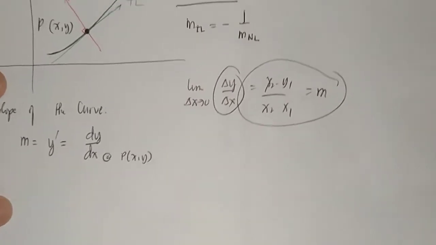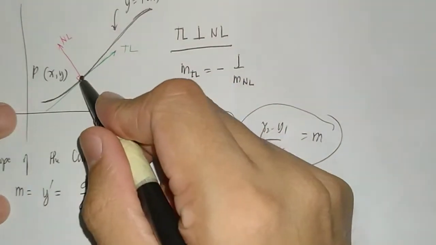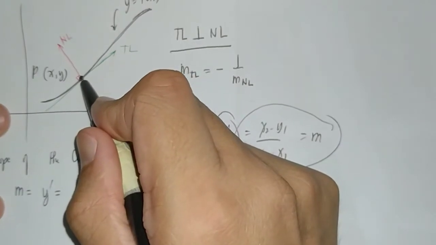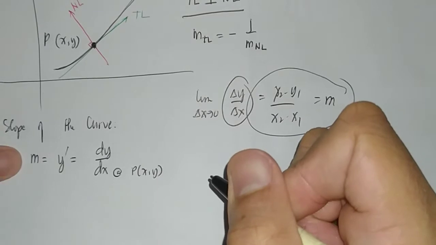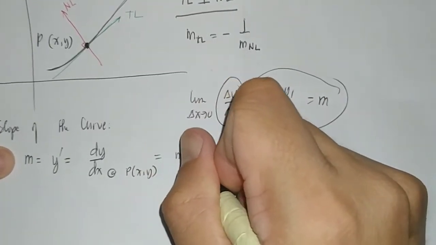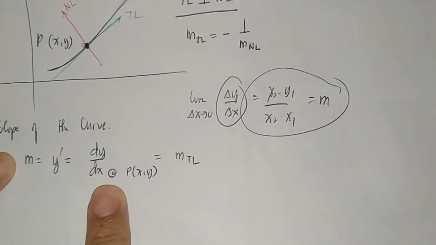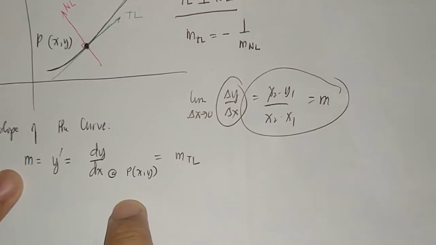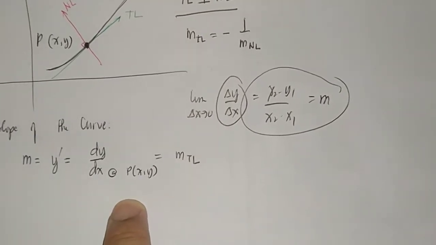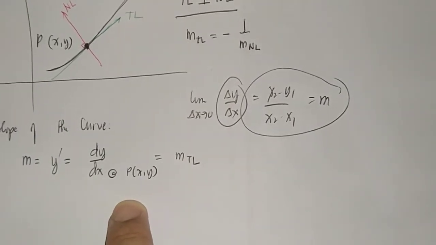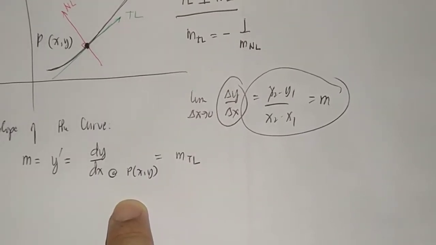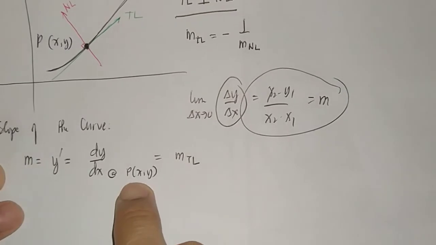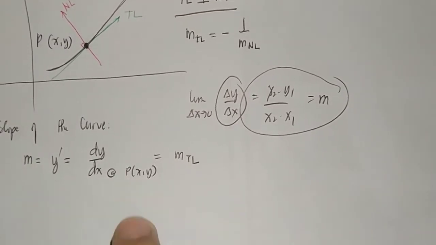So if this tangent line touches the curve at that particular point of tangency, we can say therefore that the slope of that tangent line is equal to the slope of the curve at the point of tangency x comma y. Meaning to say, for you to get the slope of the tangent line to the curve, you just need to get the first derivative and then substitute the value of x in that y prime.